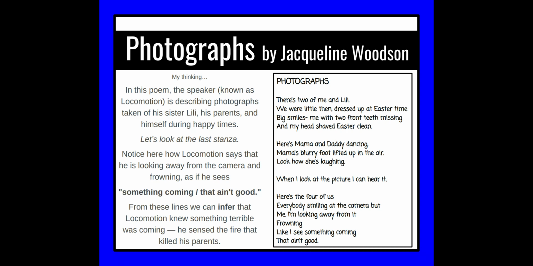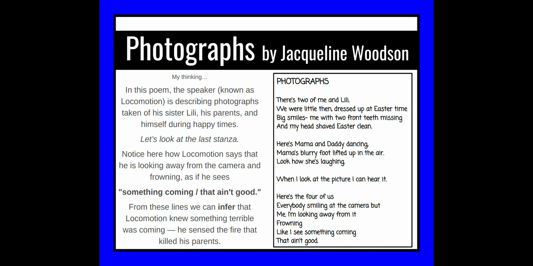Okay, so here's my thinking as I read this poem. In the poem, the speaker, known as Locomotion, is describing photographs taken of his sister Lily, his parents, and himself during happy times. But let's look at the last stanza that says, here's the four of us, everybody smiling at the camera, but me looking away from it, frowning, like I see something coming that ain't good. Notice how Locomotion says he's looking away from the camera and frowning as if he sees something coming that ain't good.